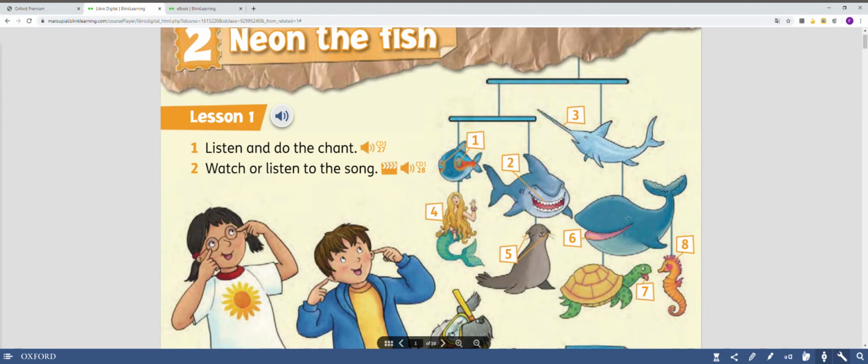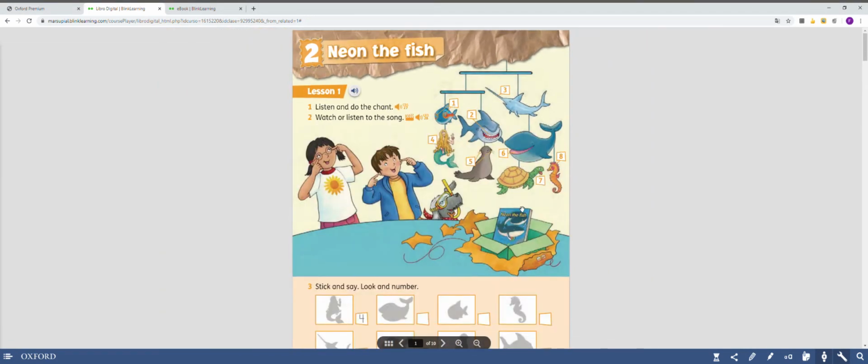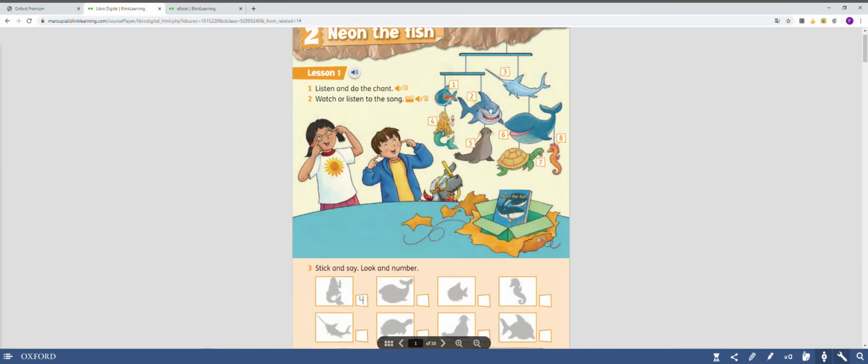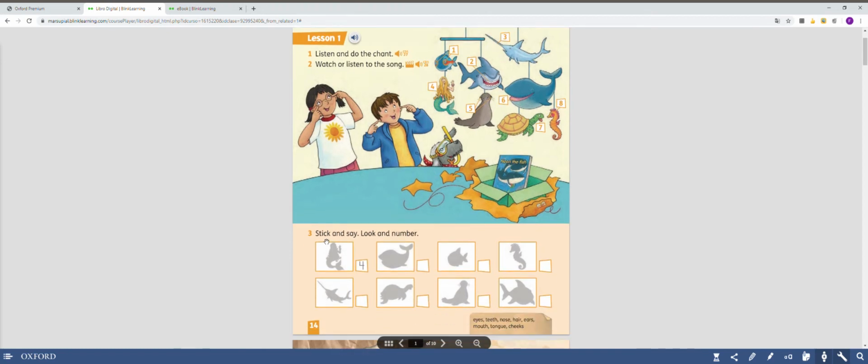Excellent, everyone. Very good. What a good sound, isn't it? So, now that we identify all the parts of the body, like teeth, eyes, nose, mouth, cheeks, tongue, and ears, tenemos que hacer la actividad number 3, which is stick and say. Stick and say. Look and number. So look at this.